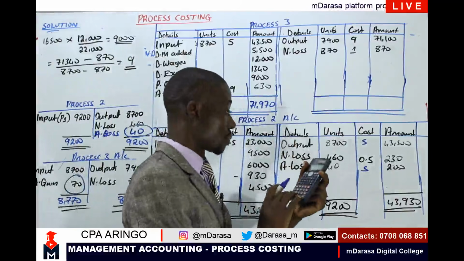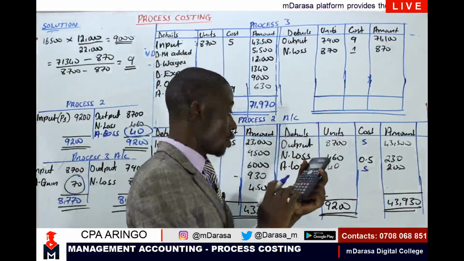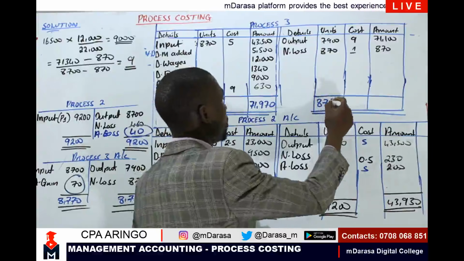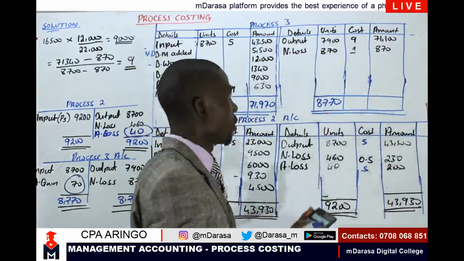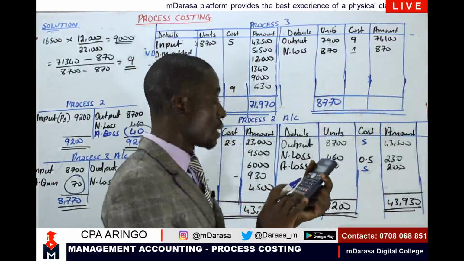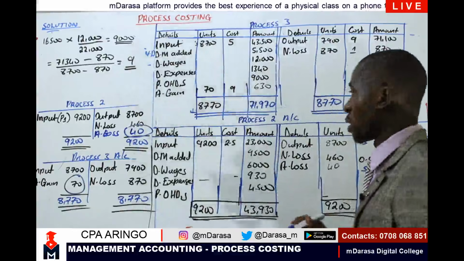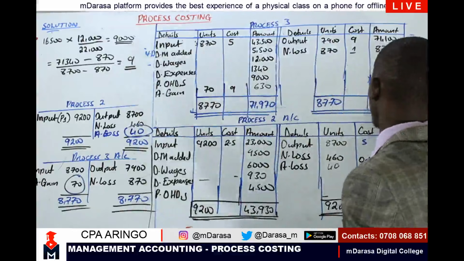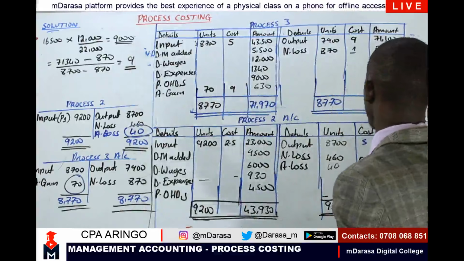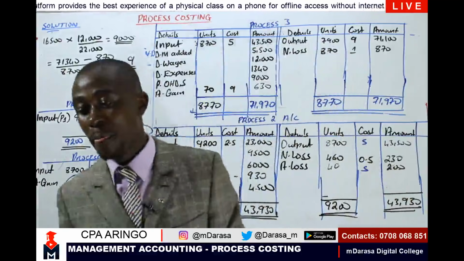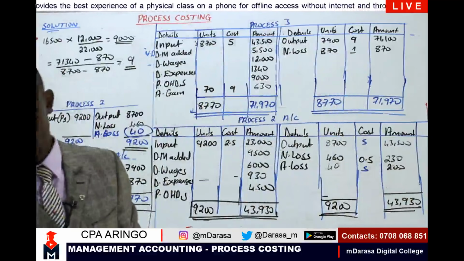After having that, 7,900 plus 870 should give us 8,770. Whereas the value, 71,100 plus 870, should give us 71,970. That means that our process account is now okay.